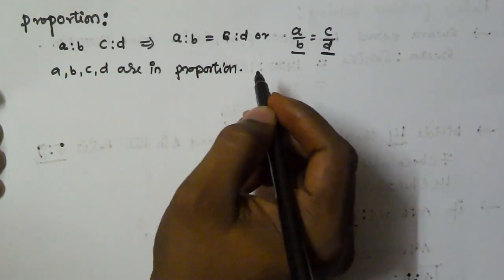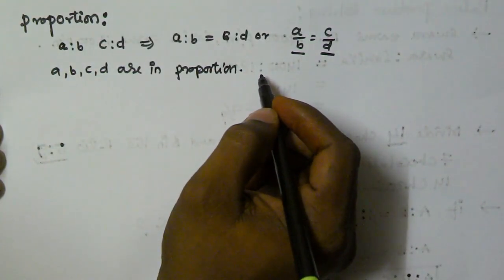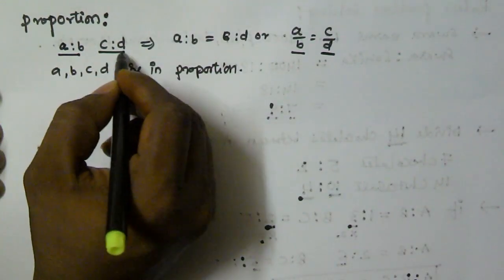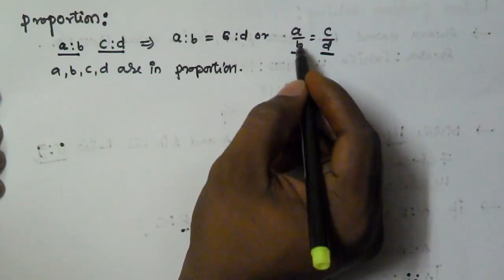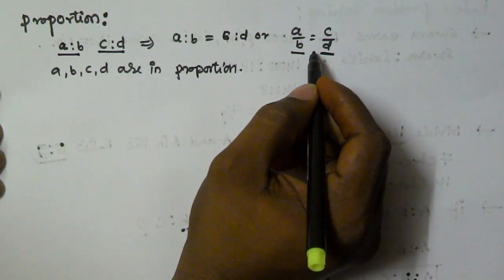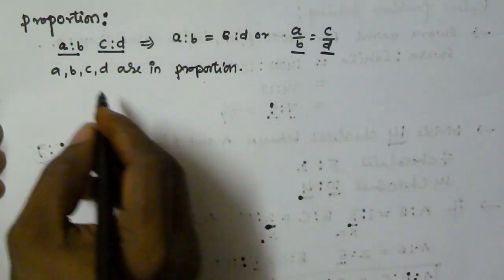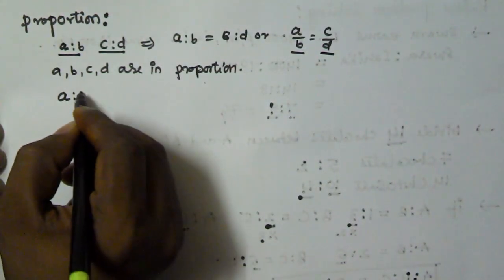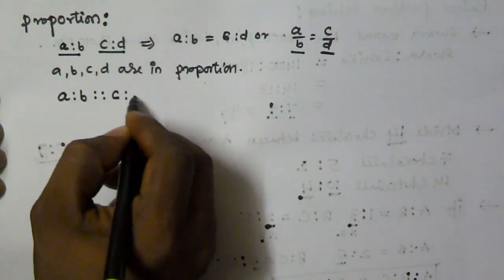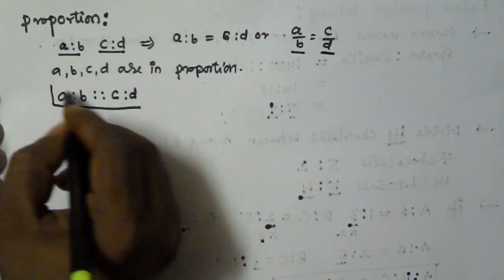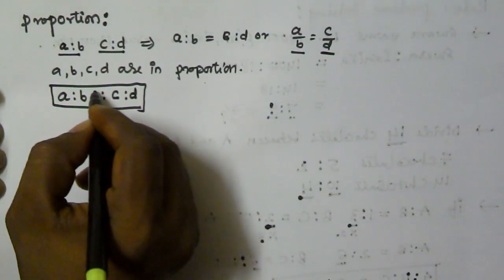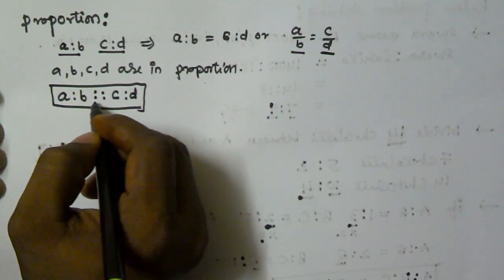So what is proportion? Proportion is an equality of two ratios. For example, if you have two ratios, A ratio B and C ratio D, and the equality of these ratios is A by B is equal to C by D, this one is called as a proportion. The proportion can be represented as A ratio B double colon C ratio D. So this one will represent the proportion of four numbers, that is A, B, C and D. To represent the proportion we use double colons.